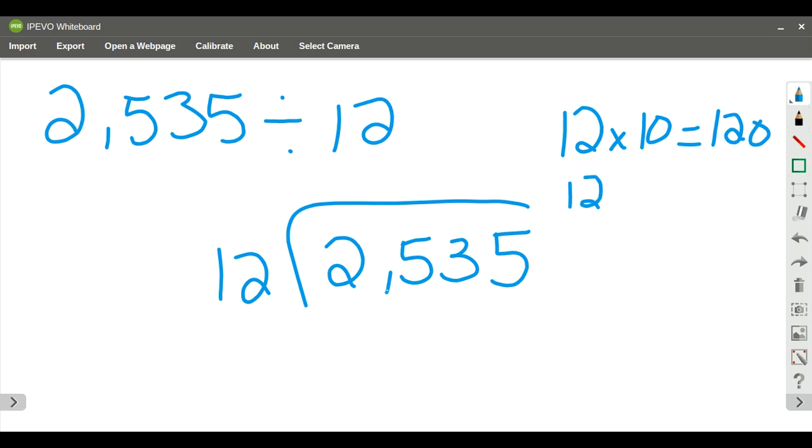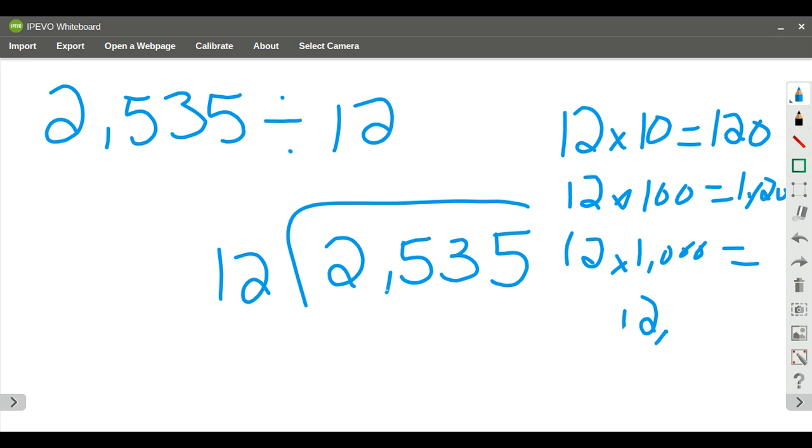And then I'm going to do 12 times 100, which is going to be 1,200. And then if I did 12 times 1,000, that's going to be 12,000. So I look at where this number lives, 2,535, between the powers of 10. It's not in between 10 and 100. It lives in between this value right here.